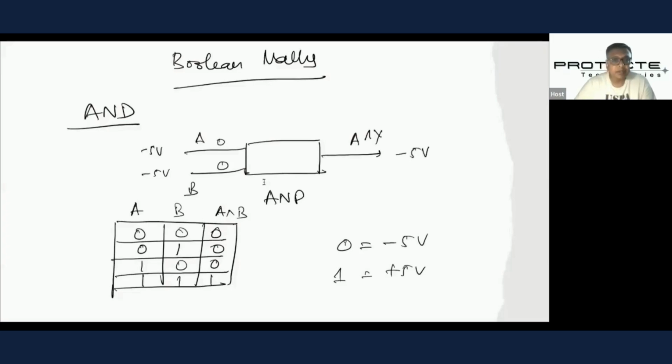Electronic systems work on this interpretation. They don't understand 0; you have to tell them what is 0. So you are saying 0 is minus 5 volts and 1 is plus 5 volts. If you apply plus 5 volts here and minus 5 volts here, the output will still be minus 5 volts for an AND system, because it's a multiplicative system. If you apply plus 5 volts on both, the system reads 1 and 1, and the output will be plus 5 volts, which is 1.